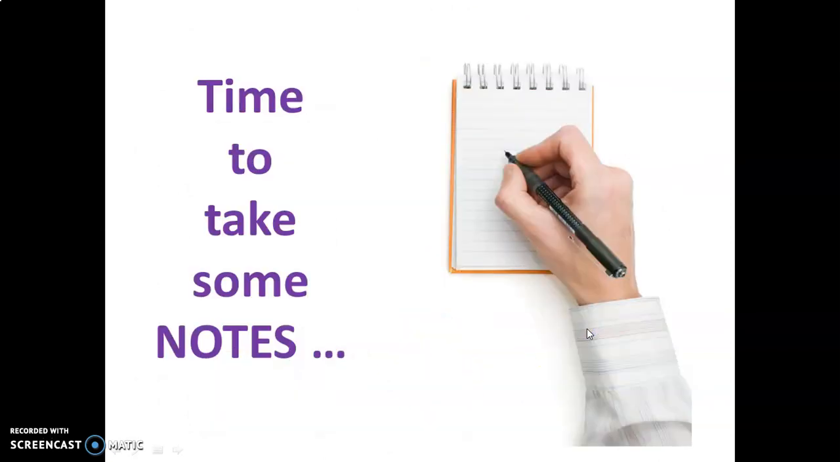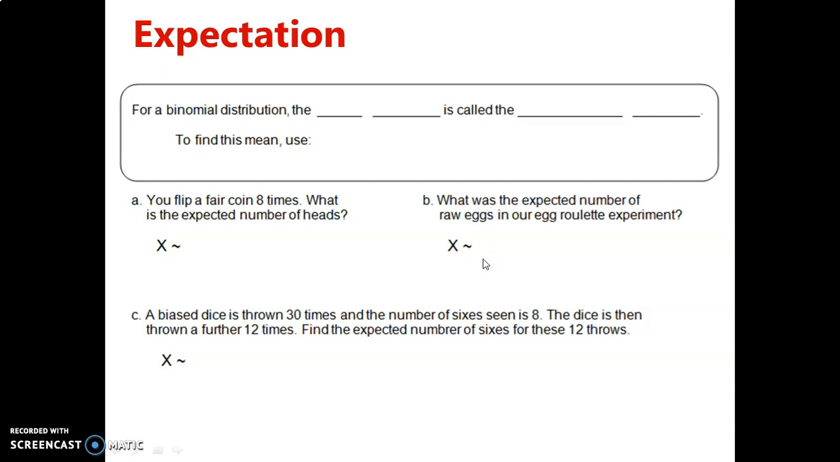Now let's take some notes. You've been provided a notes page. Let's use that to take some notes on expected values and variance. So we've been talking about binomial distribution lately. For binomial distribution, the mean value is called the expected value. So in this binomial distribution, there's always a mean or average, but we call it the expected value. To find this mean, we're going to use this formula here.